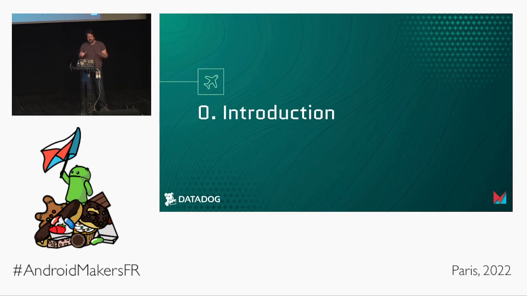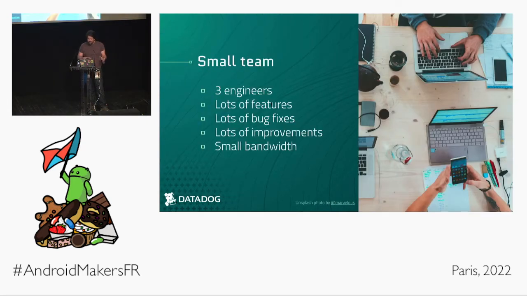So, before we start talking about CI, quick word about the team. We're a very small team. In the Android SDK, we only have 3 engineers with lots of features, bug fixes, improvements, which means that we have a small bandwidth to do everything.